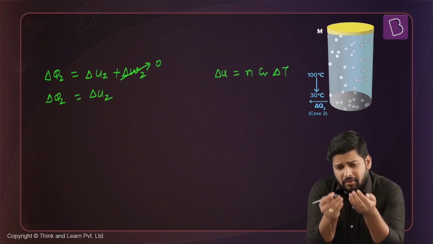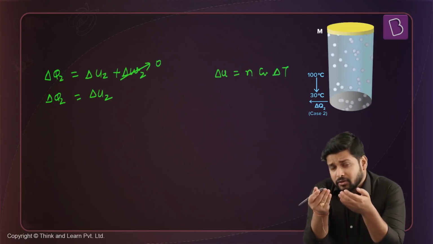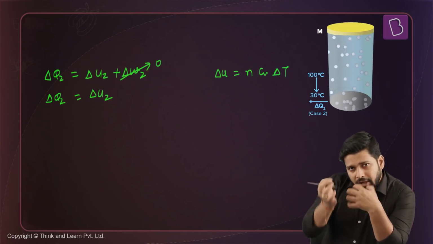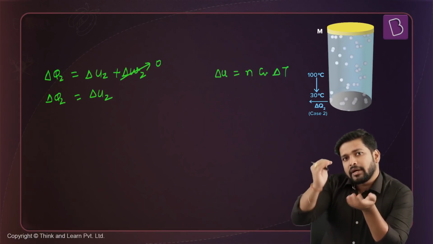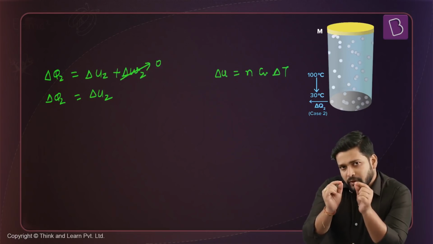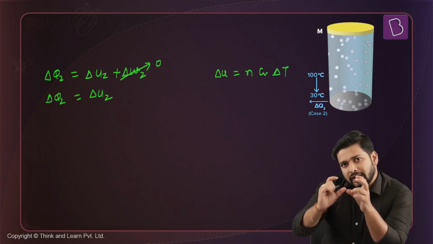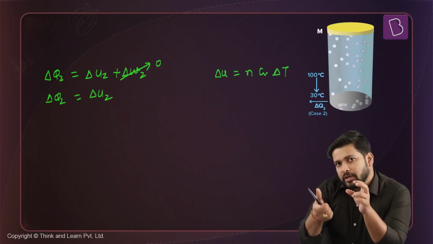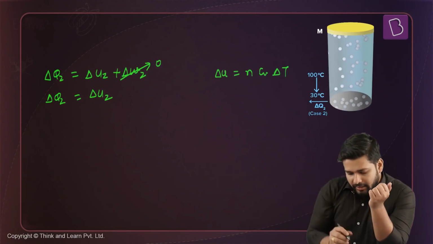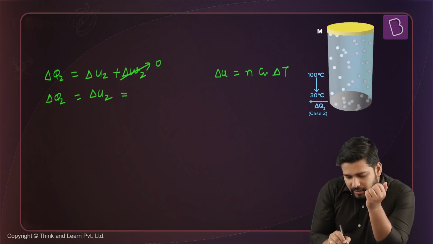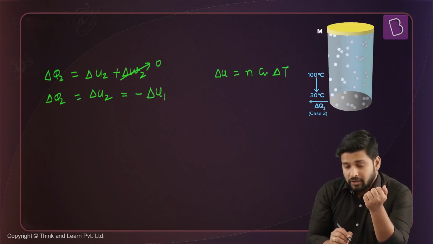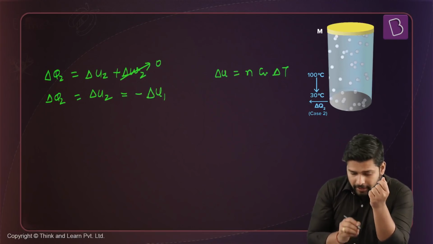In the first case, when we are heating it, the internal energy increases. In the second case, you're cooling the gas, so the internal energy decreases. Since the temperature difference is the same, the amount of increase in internal energy for the first case will be exactly the same as the amount of decrease in internal energy for the second case. That means I can write this as equal to minus delta U1. So this is very interesting to note.